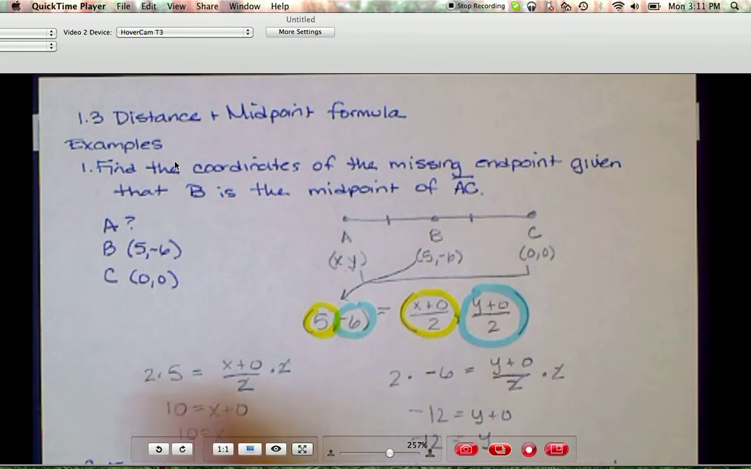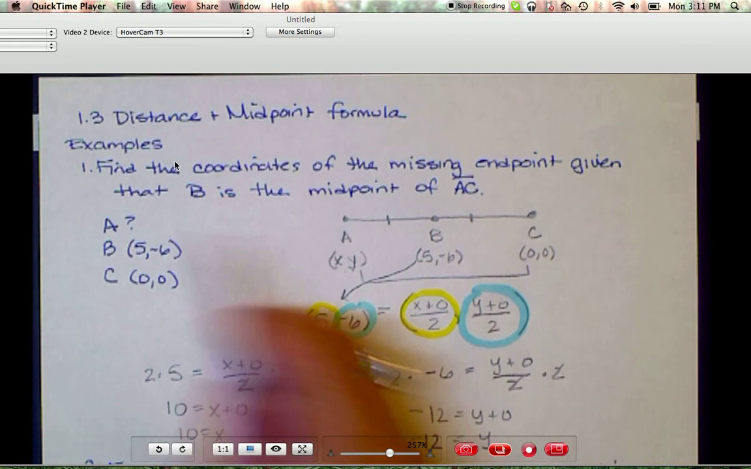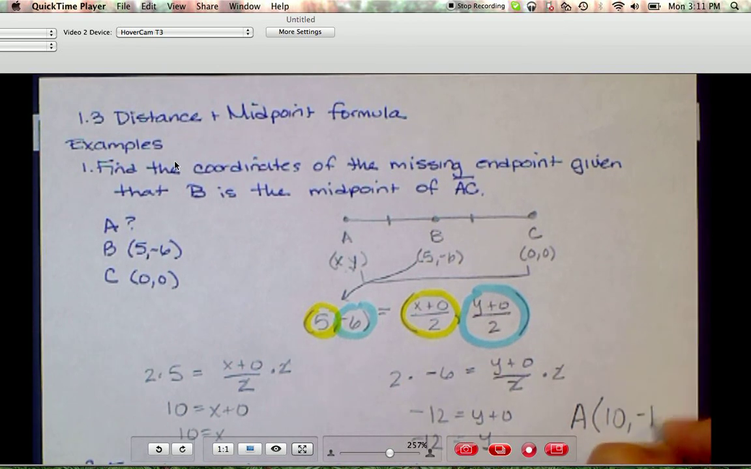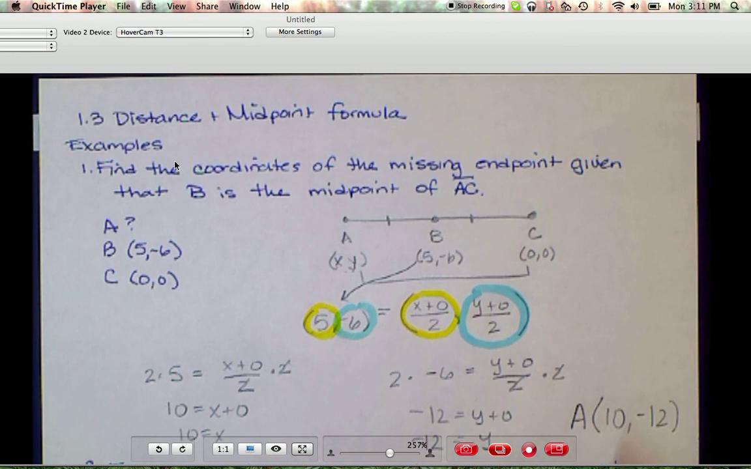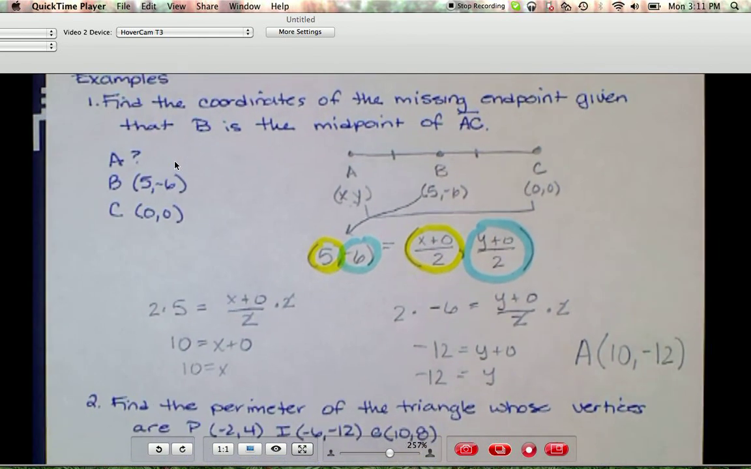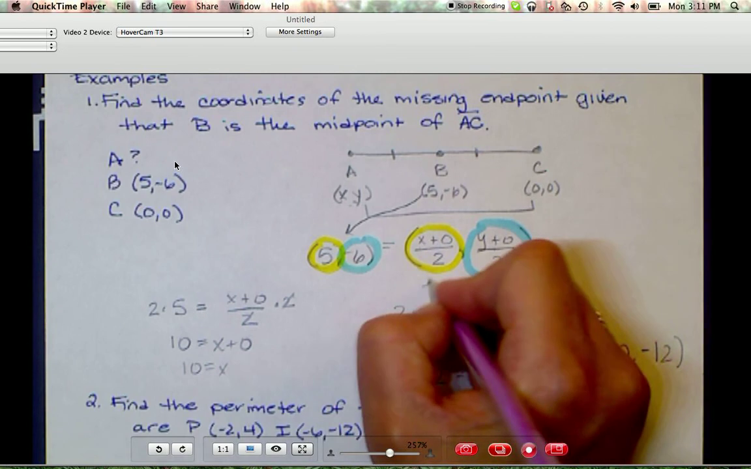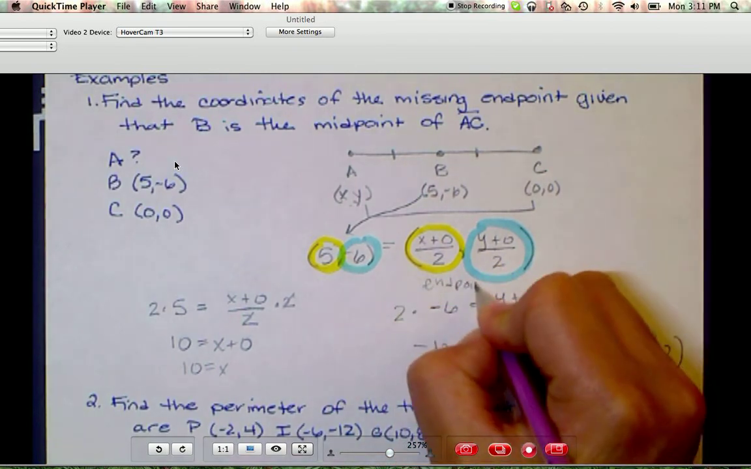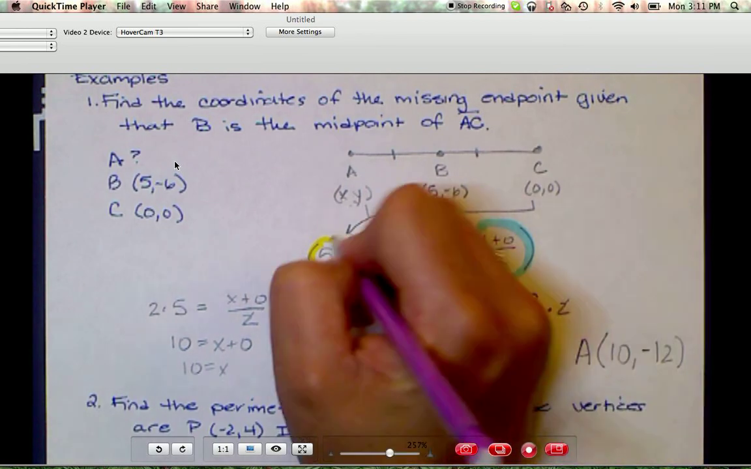So that means that the coordinate that we were looking for, A, must be the x value of 10 and the y value of -12. The setup will be exactly the same every time. So what's important for you to understand is that the endpoints go here and the midpoint goes here.